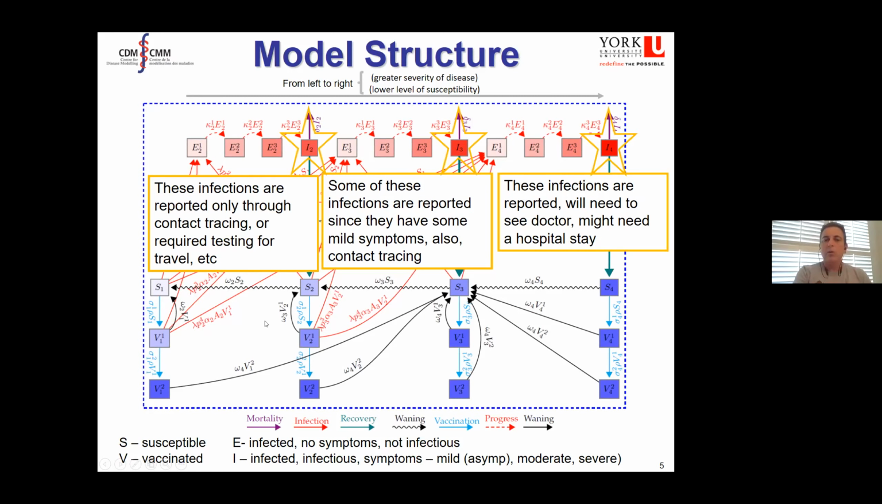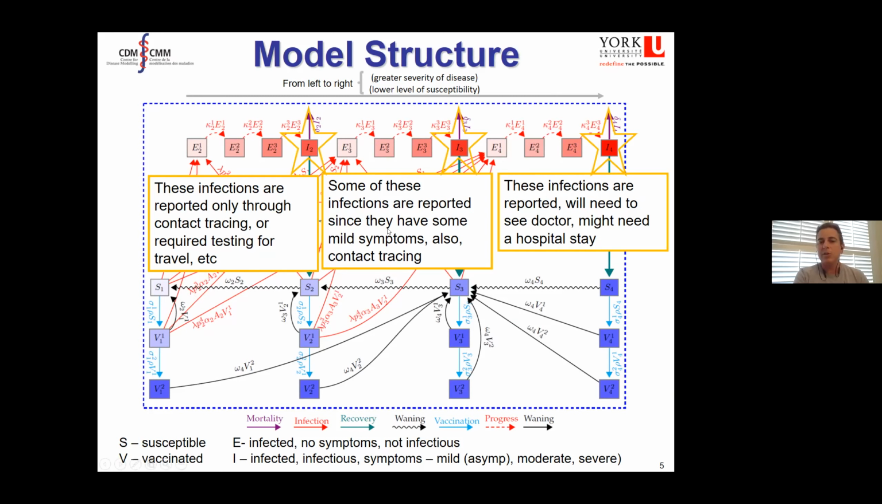So we use information about severity of infection by age and probability of severity of infection by age from statistics and looking at comorbidities in different age groups to determine how many people will go to the mild, moderate, and severe infections. And then we assume that here, if we have a severe infection, these individuals will definitely be reported. A moderate infection, some people, if they feel a little bit sick, or if they have some symptoms, they may go get tested, so they'll be reported.